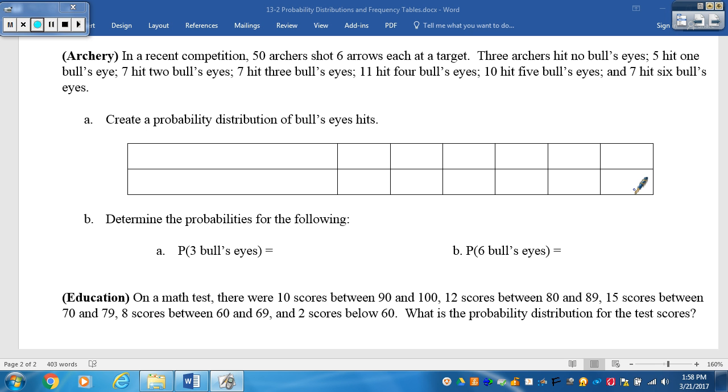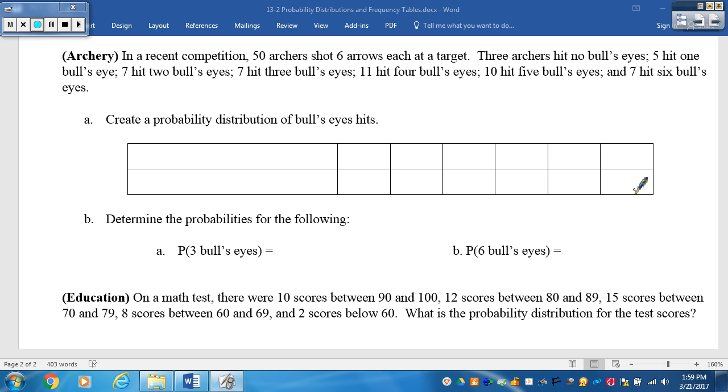In a recent competition, 50 archers shot 6 arrows each at a target. 3 archers hit no bullseyes. 5 hit 1 bullseye. 7 hit 2 bullseyes. 7 hit 3 bullseyes. 11 hit 4 bullseyes. 10 hit 5 bullseyes. And 7 hit 6 bullseyes. Create a probability distribution of the bullseyes hit.